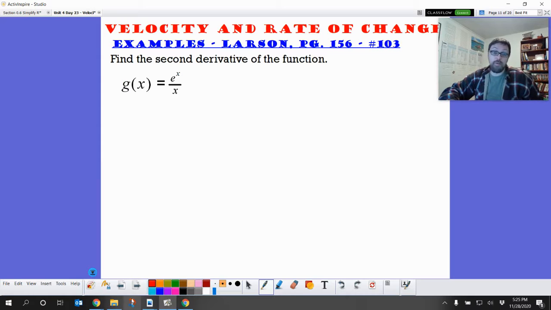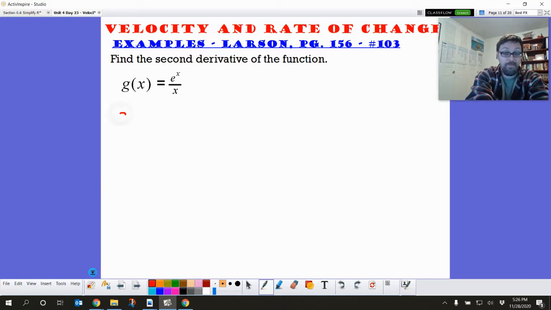This one's going to be a little bit more complicated. I have to find the second derivative. And it is going to be a quotient rule problem, followed by another quotient rule. So it's going to take a little while. That's okay. To find g prime of x, before we can find the second derivative, I need to do the quotient rule.